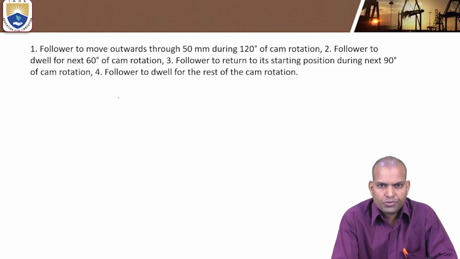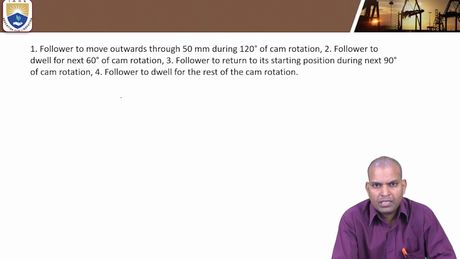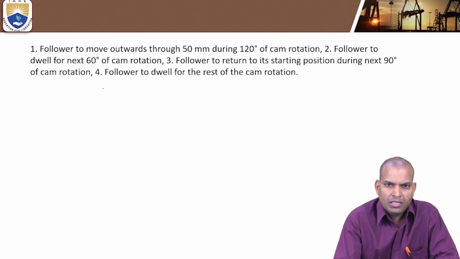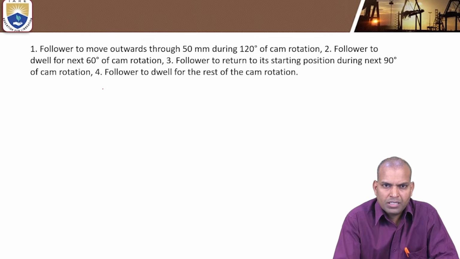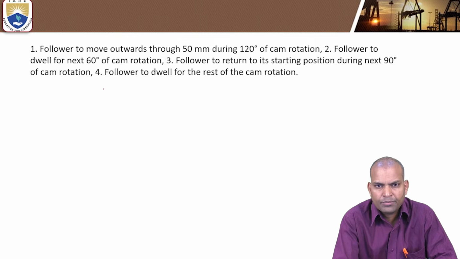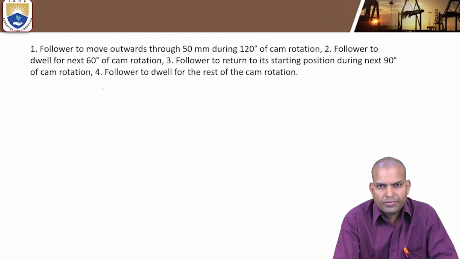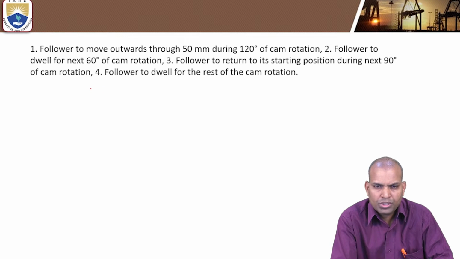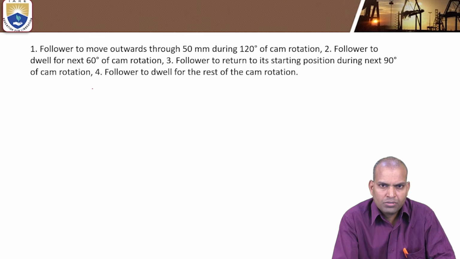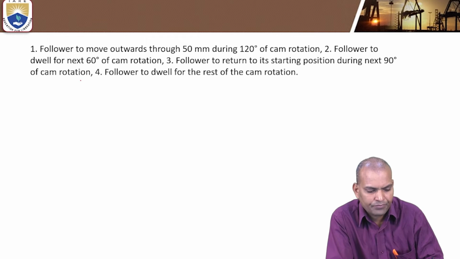During outstroke, the angle of rotation of the cam is 120 degrees, and next to outstroke, 60 degrees of cam rotation is the dwell. Next to 60 degrees of dwell there is the return stroke, that is 90 degrees of cam rotation, and the rest of the angle is the dwell. Now if the follower is having a motion of uniform velocity during outstroke and return stroke is uniform acceleration and retardation, then how to draw a displacement diagram?